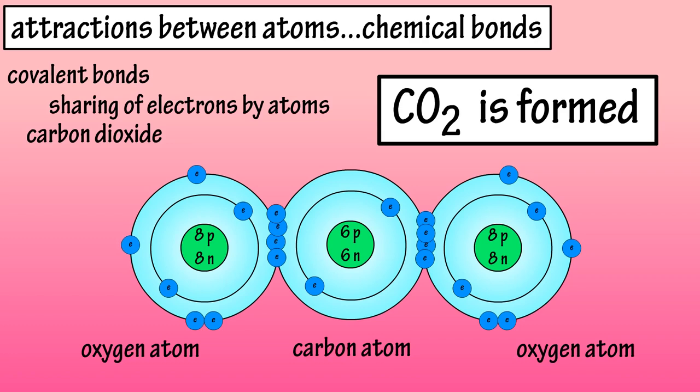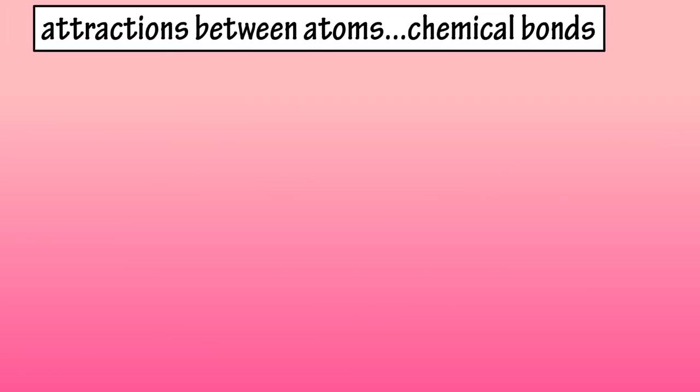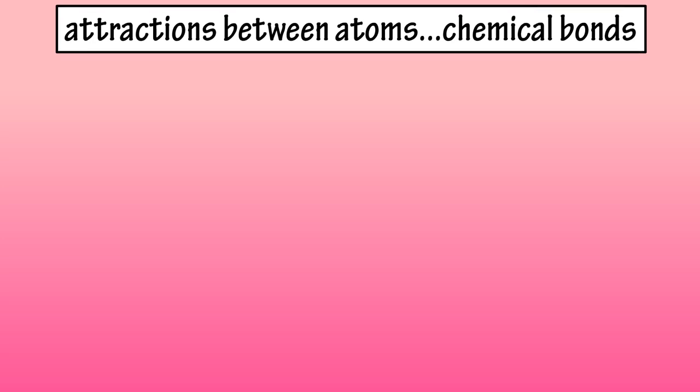By sharing 2 pairs of electrons in this situation, a double bond has been formed, and double bonds are important in chemical reactions. And that be the basics on attractions between atoms.